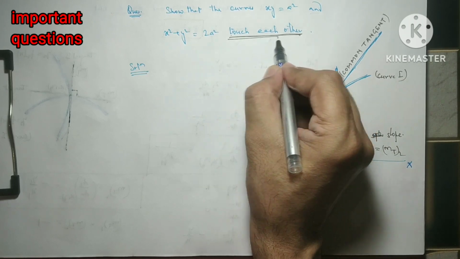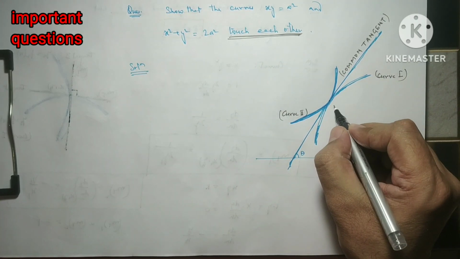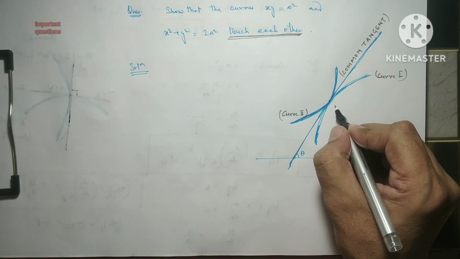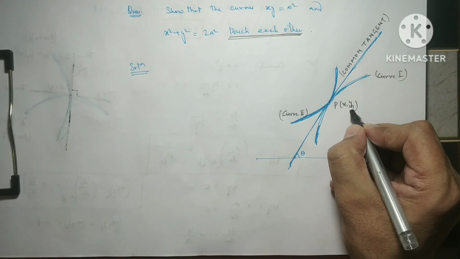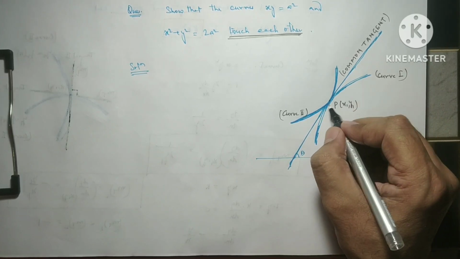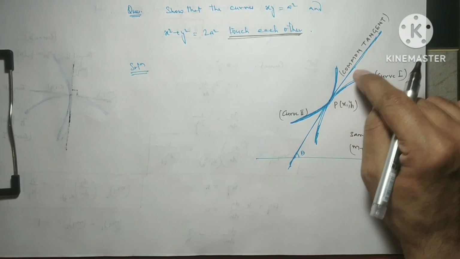So what does it mean? They touch each other at the same point. This is the point of contact. This is a common point. So at this point, if it is common to these two, the tangent passing through it is also common.